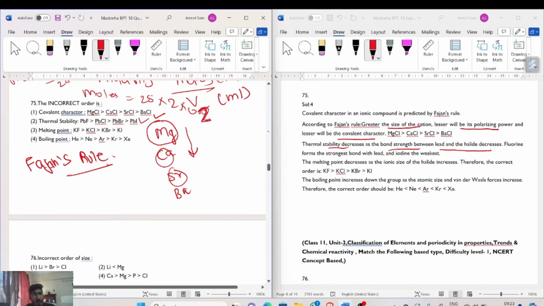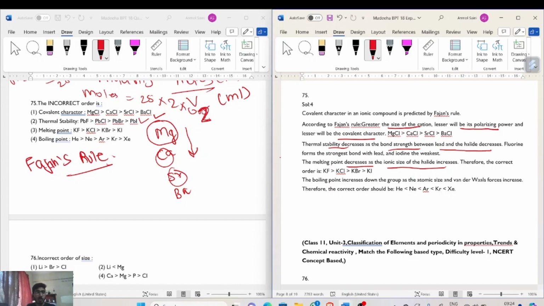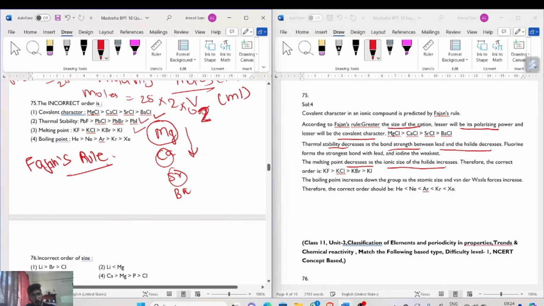Now the melting points of KF, KCl, KBr, and KI. Melting point decreases as the ionic size of the halide increases. If there is an increase in the size of the halide, there will be a decrease in melting point. We know that fluorine has the lowest size among all the halides, so it will have the highest melting point, followed by chlorine, bromine, and iodine. So this order is also correct. So our answer will be option number 4.